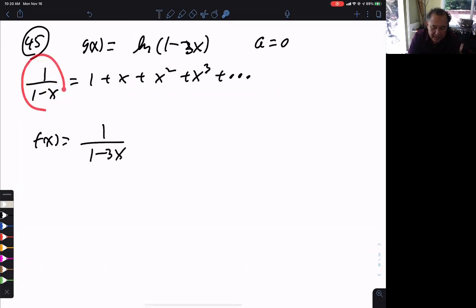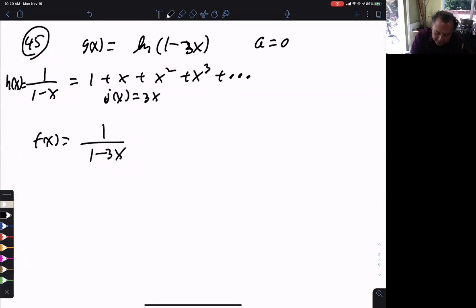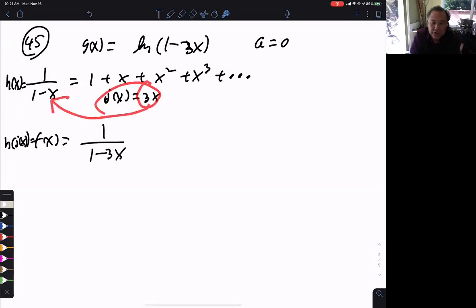But if I have this and I want to get that, how do I get there? You have to see that x has been replaced with 3x. So I'm going to call this h of x, and I'm going to say j of x is 3x. So this is actually h of j of x. It's a composition. I'm sticking j inside of h.